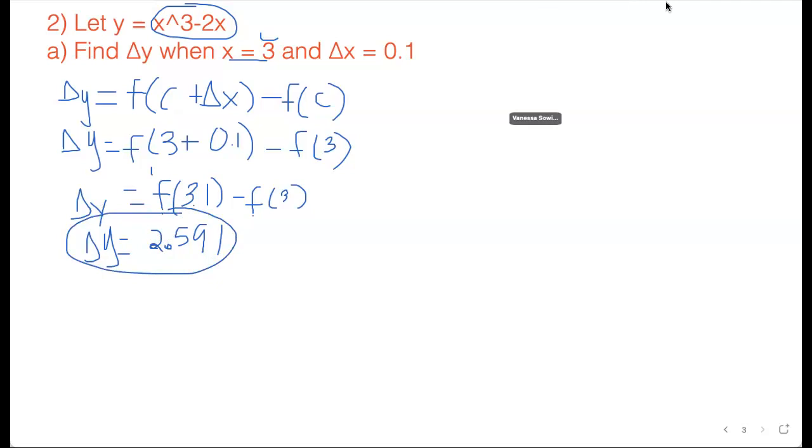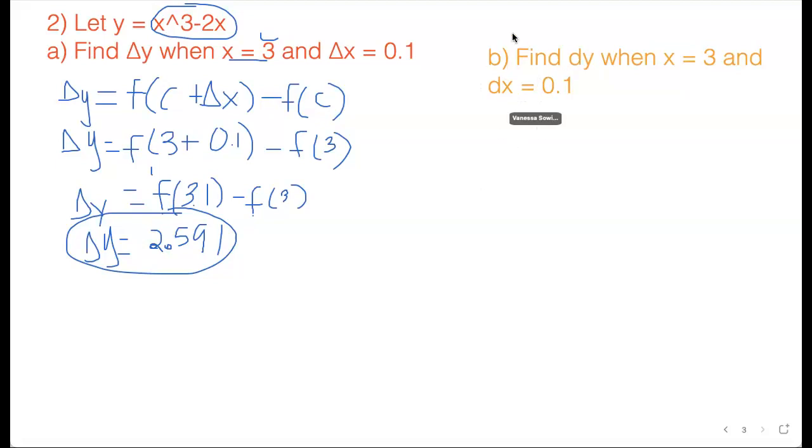All right, now let's go to part B, which is to find dy when x equals 3 and dx equals 0.1. Again, it's almost the same thing, with the same numbers. This time, remember, change in y and change in x represent the change along the function, while dy dx is the change along the tangent line. So now we're going to compare them and see how close this approximation using the tangent line, the rate of change, is compared to using just the function.